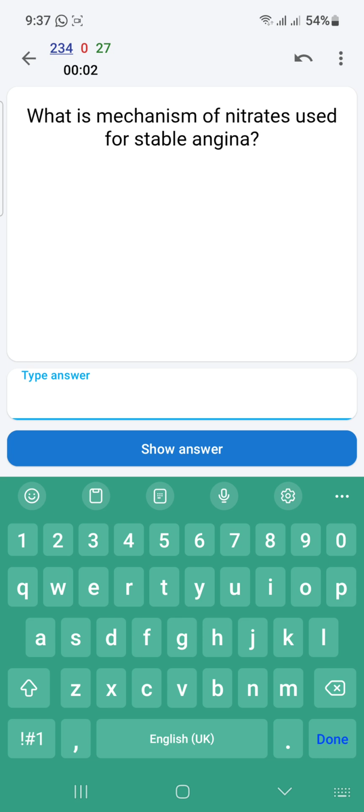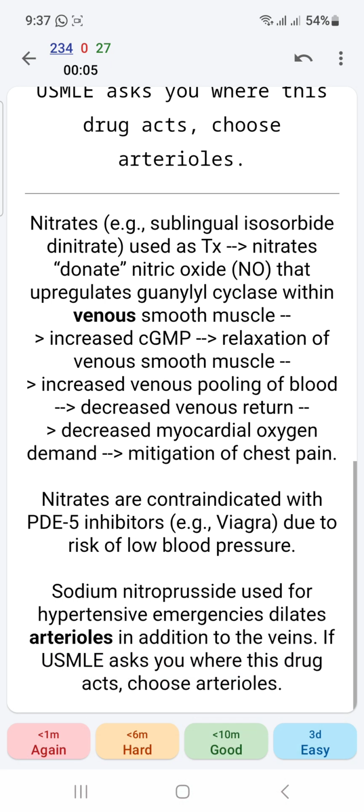What is the mechanism of nitrates used for stable angina? I don't want to think. Nitrates, for example, sublingual isosorbide dinitrate, are used as treatment. Nitrates donate nitric oxide that upregulates guanylyl cyclase within the venous smooth muscles. Increased cyclic GMP, relaxation of the venous smooth muscles, increased venous pooling of blood, decreased venous return, decreased myocardial oxygen demand, mitigation of chest pain. Nitrates are contraindicated with PDE5 inhibitors, for example, Viagra, due to the risk of low blood pressure.